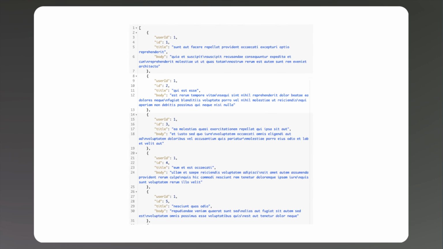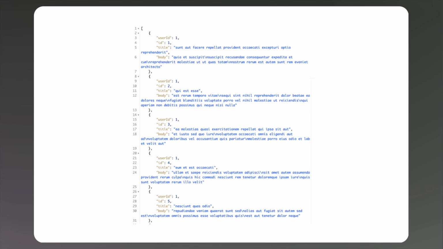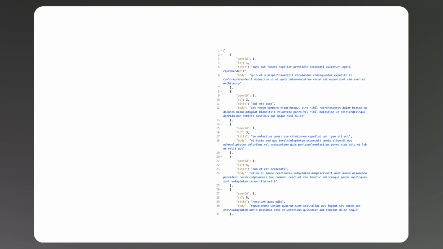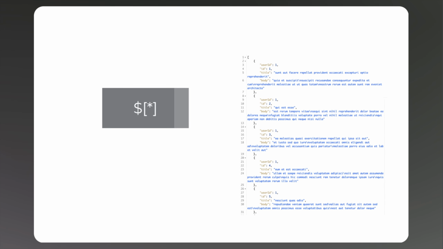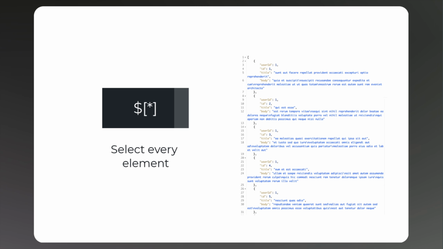and body. Since the response itself is an array at the root level, to select all records, you write $ and in brackets, star. This expression tells Hivo to select every element in the root array. In this case, it selects all posts returned by the API.